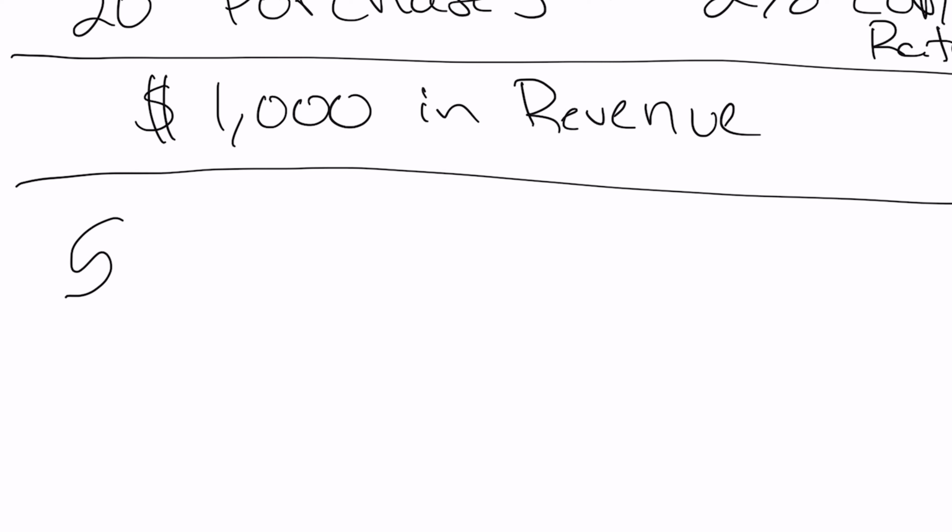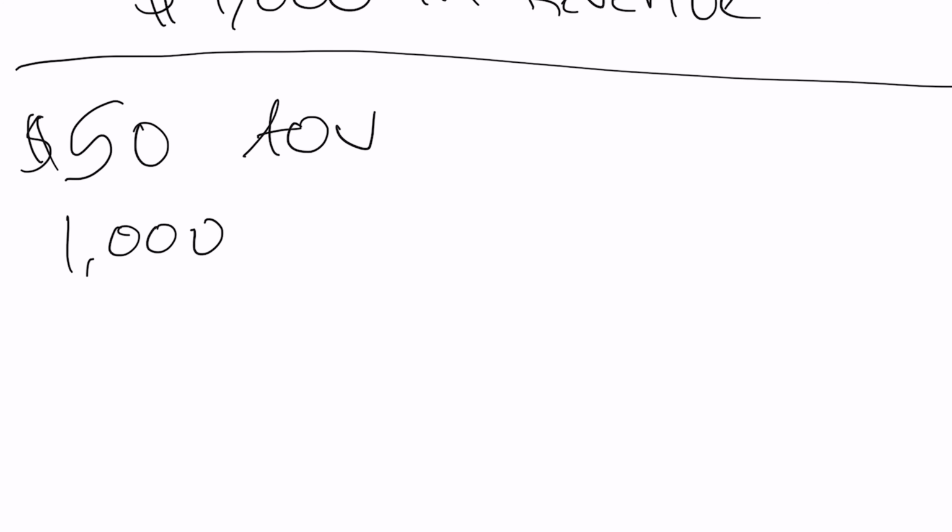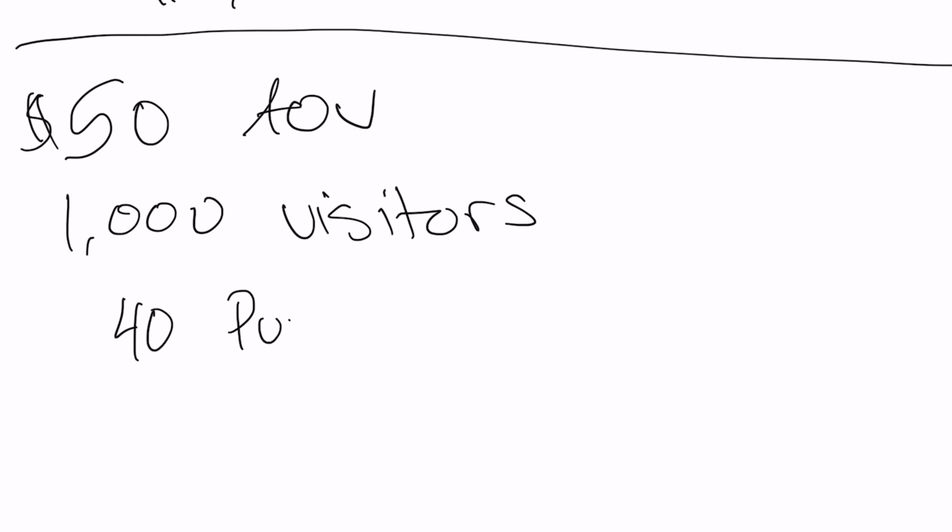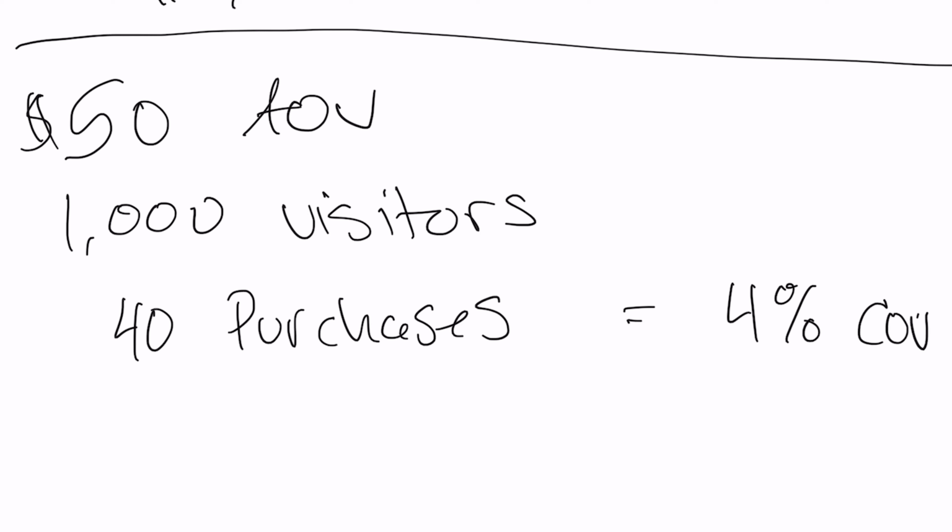But what if you could increase your conversion rate to 4%? You have the same 1,000 people who've been to your store, but instead of 20 purchases, you have 40 purchases, which means you haven't made $1,000, you've actually made $2,000 with that same 1,000 visitors to your store.